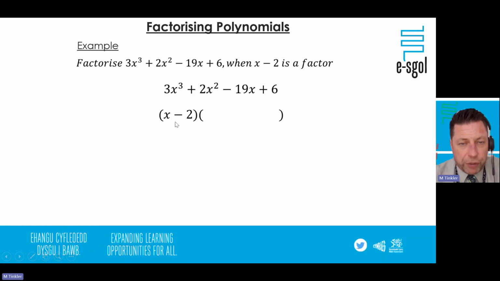So first of all, what you're going to do is find a term that's going to give you 3x cubed. Well, x times what will give us 3x cubed is 3x squared. Then the next thing, you don't do the middle term, you do the end term. So you've got to think minus 2 times what will give us 6. Minus 2 times what will give us 6 will be minus 3, not plus 3, as lots of people think. Just check, minus 2 times minus 3 is plus 6.